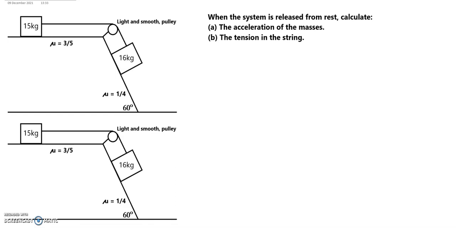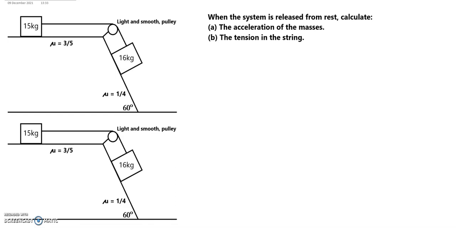Because this pulley is smooth, we can ignore any friction between the string and the pulley. When the system is released from rest, there are two tasks to calculate. Firstly, the acceleration of the masses, and secondly, the tension in the string. On the second diagram, all the forces and component forces will need to be shown in order to find the answers to questions A and B.